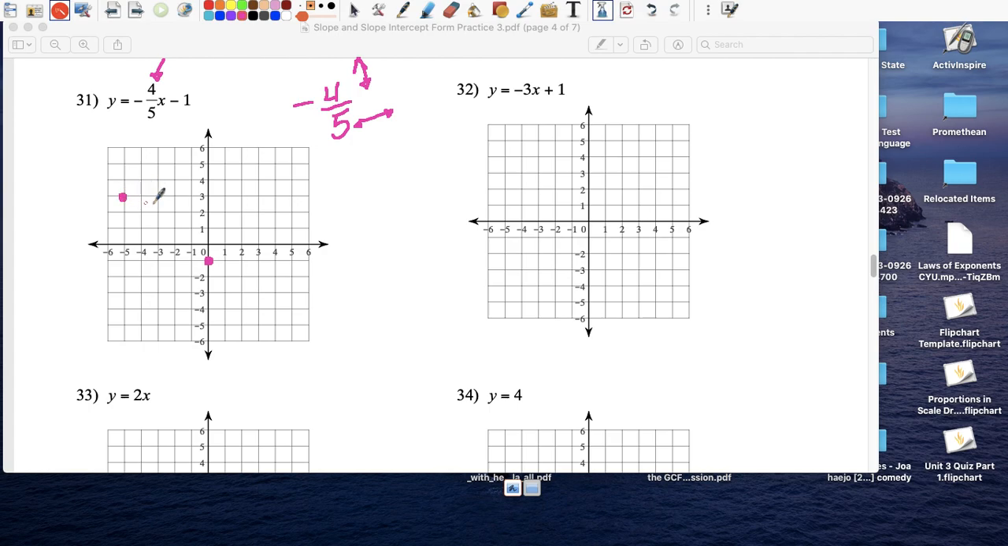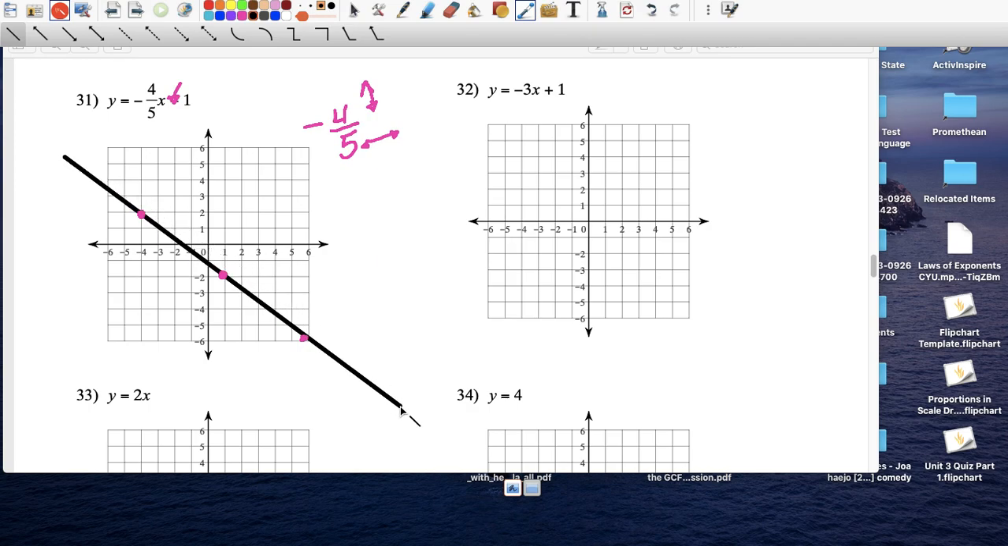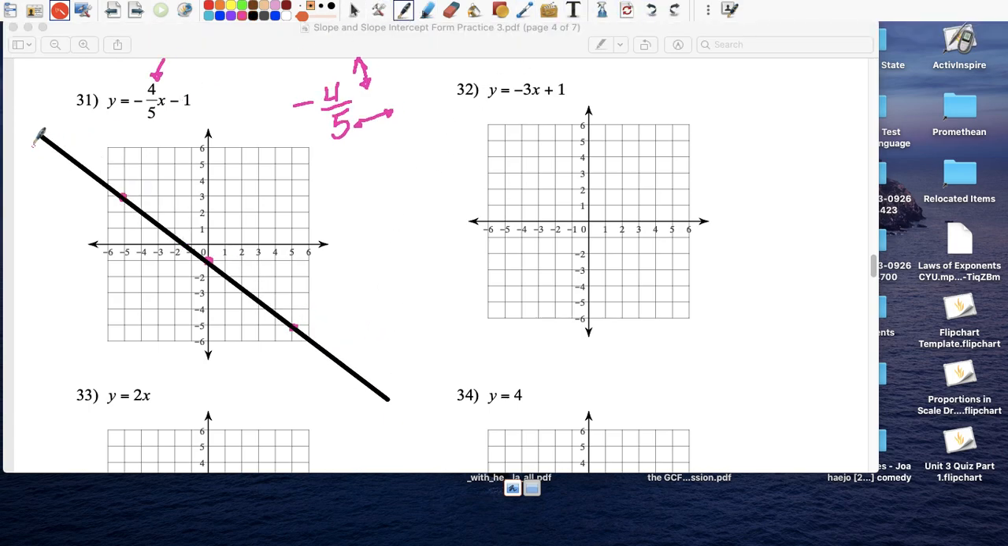There. Let me see if I can get another point down here. We're gonna go down 4. 1, 2, 3, 4, and then left and right we go 5. 1, 2, 3, 4, 5. There. Stretch your line out. And put an arrow here, put an arrow here, give it a name, y equals negative 4/5 x minus 1.